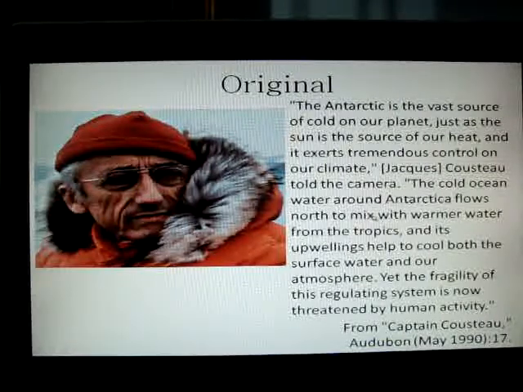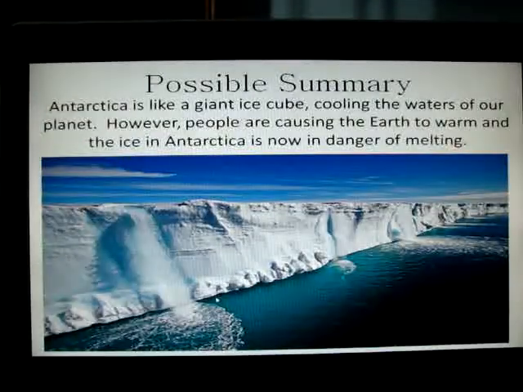What is his main idea here? Okay, he's talking about the Antarctic. What is he saying about the Antarctic? It's the source of cold, okay? Now, what does it do for us? It cools the oceans, alright? Now, what's the problem? We're the problem. People are the problem. So now, knowing that, how do I phrase this in my own words?